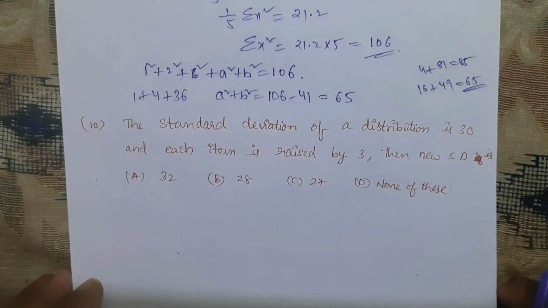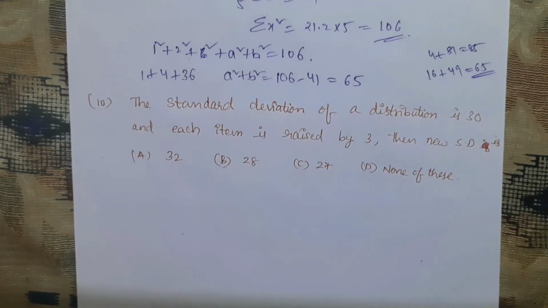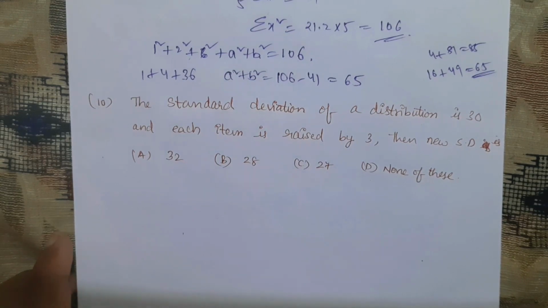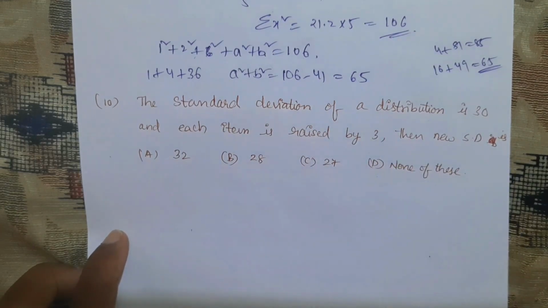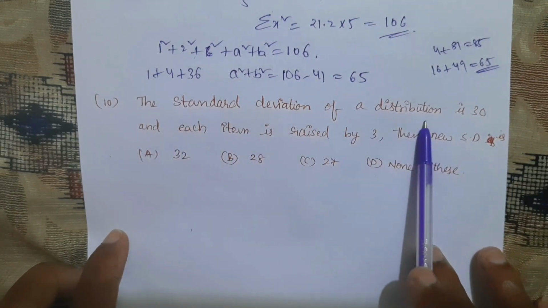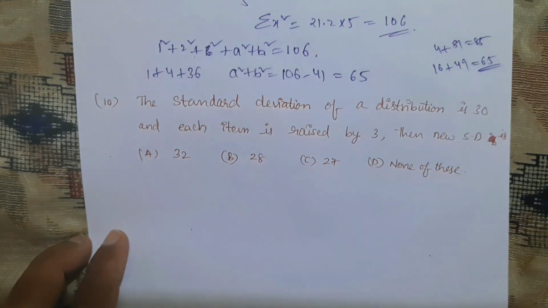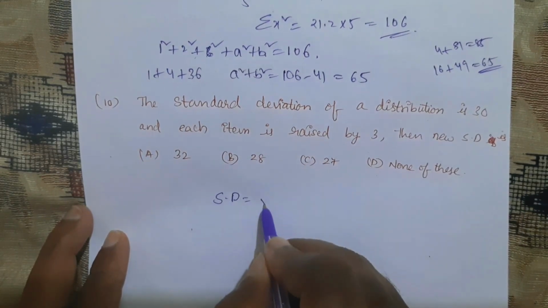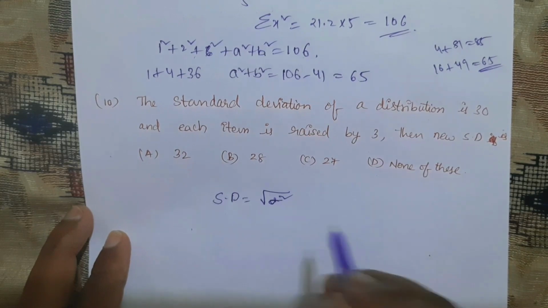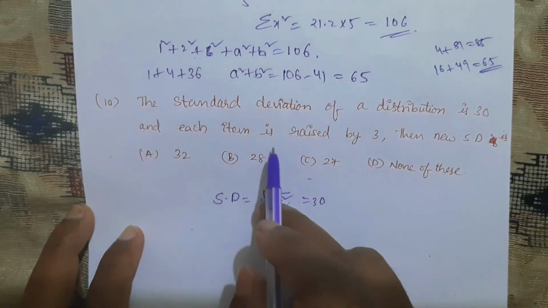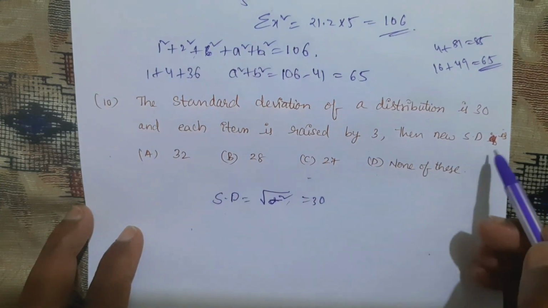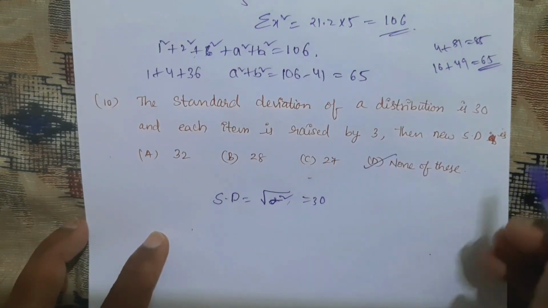Next, when coming to question number 10, the standard deviation of a distribution is 30, and each item is raised by 3. Are you understanding clearly? Standard deviation of the distribution is given as 30. What is standard deviation? It is nothing but the square root of sigma square. That is 30 given, and each item is raised by 3. Then the new standard deviation is none of these.